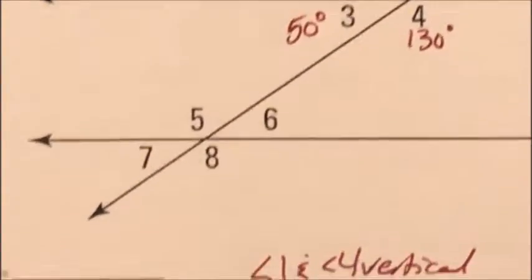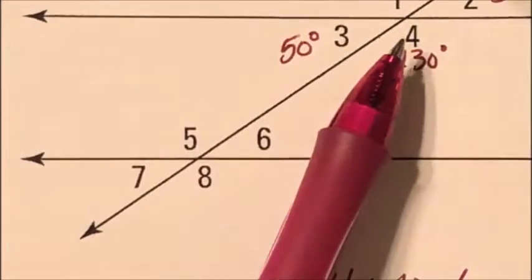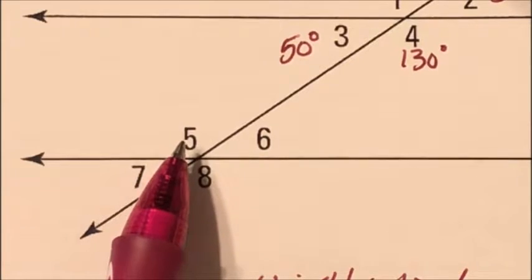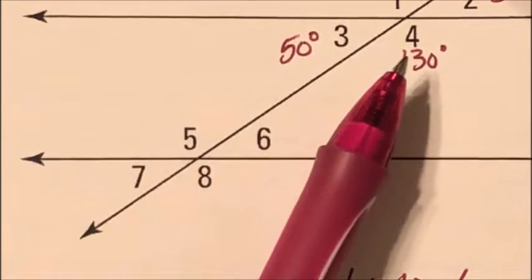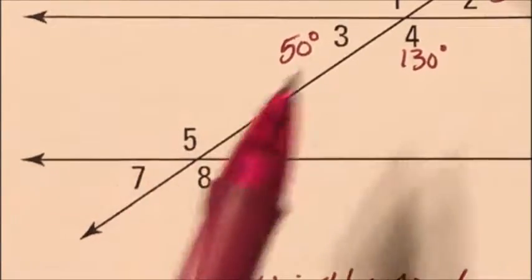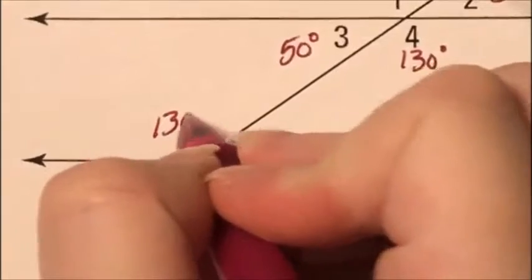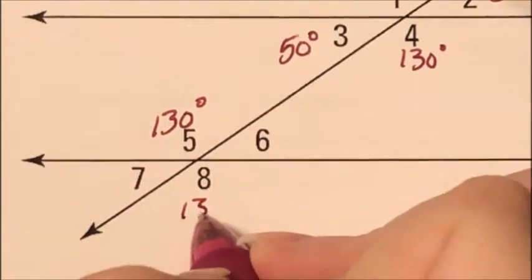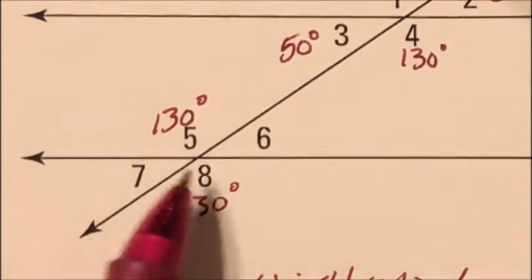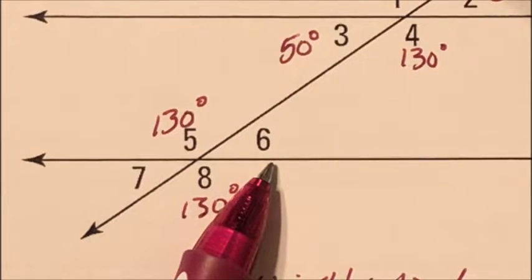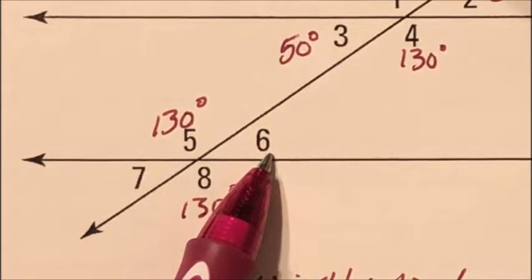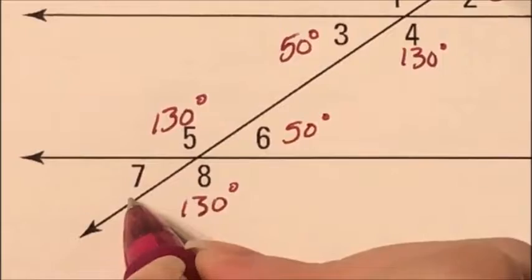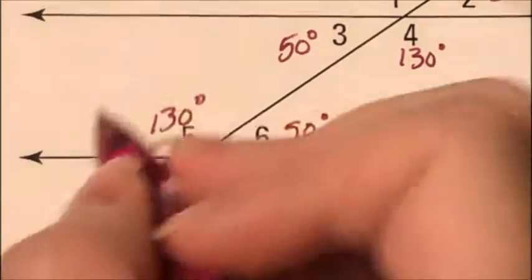Now, we also learned a couple of things. Okay. 4 and 5 are alternate interior angles. Alternate interior angles are the same measure. So angle 4 and angle 5 have to be the same. So angle 5 is 130 degrees, which makes angle 8 130 degrees because they're vertical angles. Okay. And then 5 and 6 are supplementary. 3 and 6 are alternate interior angles, so they also have to be the same. So 6 is 50. 7 is a vertical angle with 6. It's 50 degrees too.